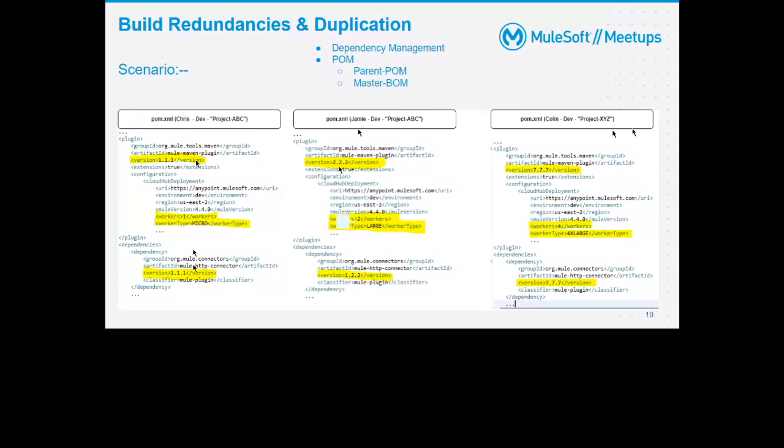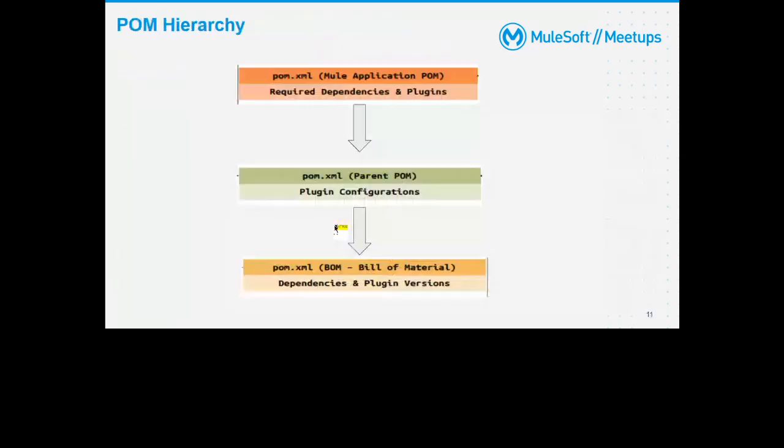This can be avoided by extracting Maven plugin configurations which are not specific to a Mule application into a reusable parent POM. The CloudHub deployment tag, right? This is not specific to a Mule application. So we can extract this out from a project-specific pom.xml into a reusable parent POM. At the same time, dependency management can also be extracted into its own parent POM, which is called a bill of materials.